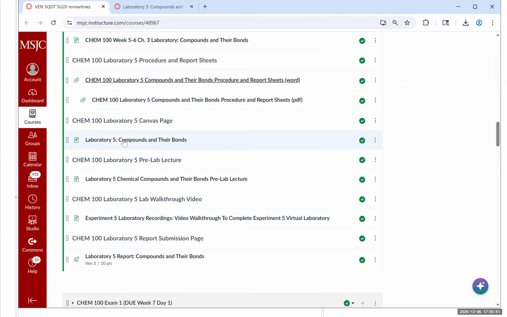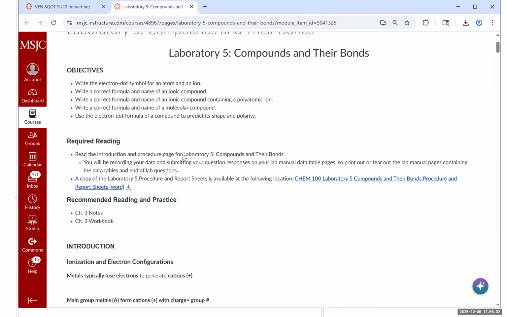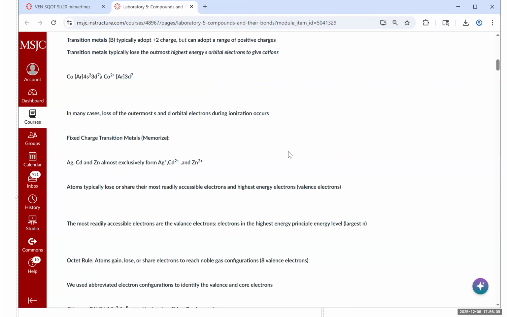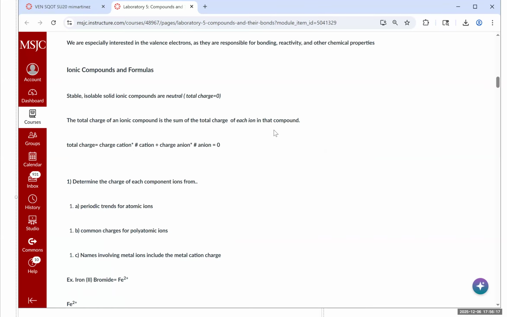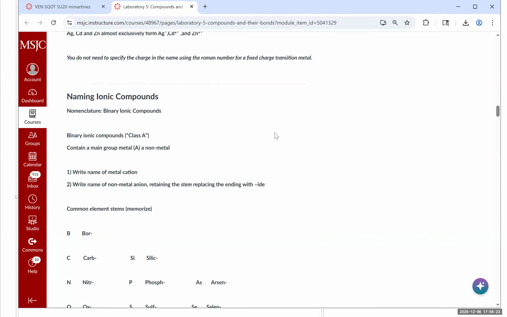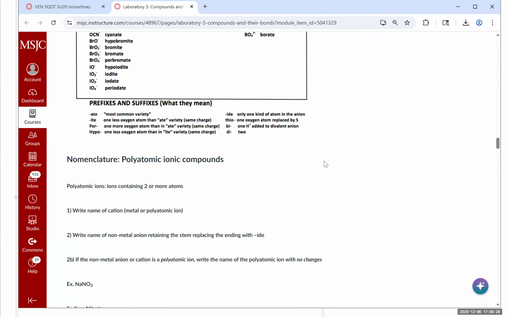Next, and most importantly, is the Laboratory 5 Canvas page, which looks like this. For Laboratory 5 in particular, I strongly recommend that you read the pre-lab reading in detail, as it provides a lot of background information along with examples in terms of how to complete each part of the lab, in terms of writing electron configurations, naming compounds, and drawing Lewis structures. And this whole introduction section is divided in different parts with multiple step-by-step examples in order to solve all of the problems that you'll encounter as part of this laboratory activity.